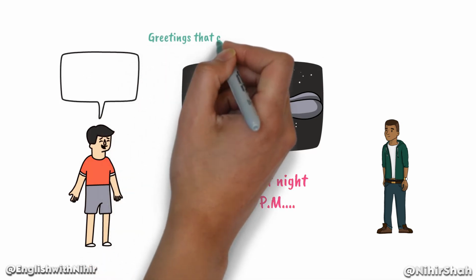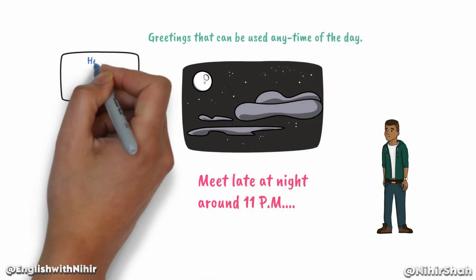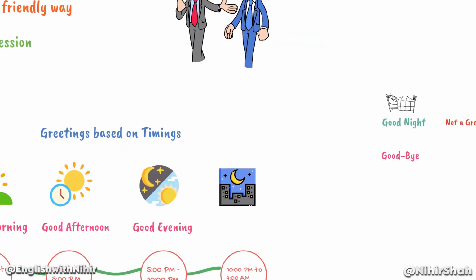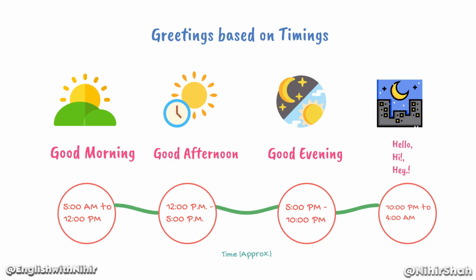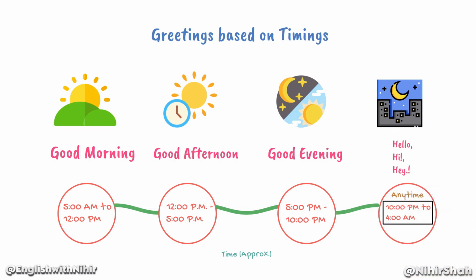Use greetings that are safe to use any time of the day. For example, hello, a safe and polite greeting for any time. Hi, slightly informal, best for friends. Hey, very informal, best used with very close friends. Please remember, these greetings could be used any time during the day and especially during night times because we don't use time bound greetings during that time.